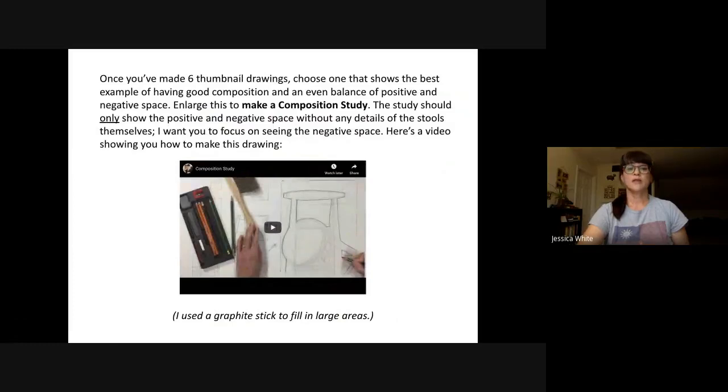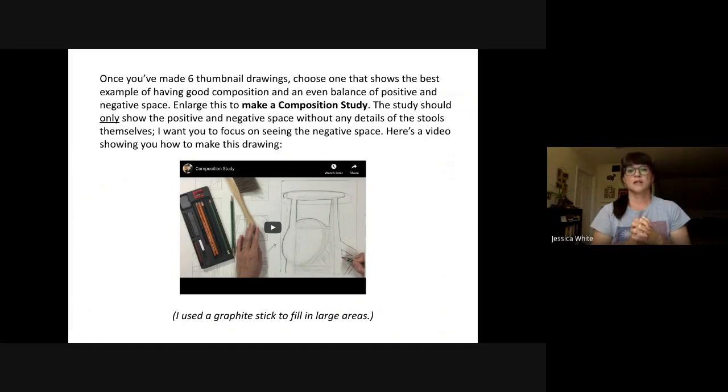So once you've made those 6 thumbnail drawings, walking around the room, looking through the viewfinder, you're going to choose the one that you think shows the best example of having a good composition and a nice even balance of positive and negative space. What I want you to do is enlarge this to make that larger composition study. The study should only show the positive and negative space without any of those details of the stools themselves. No textures, no patterns, no shading, just the light and the dark. I want you to focus on seeing that negative space.